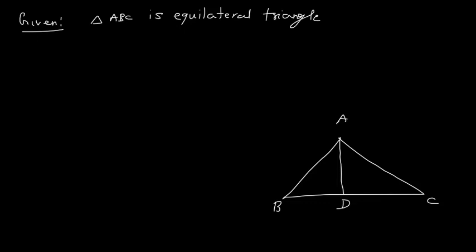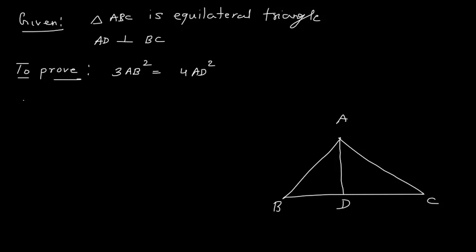And AD is altitude, that is, AD is perpendicular to BC. We have to prove that 3 times AB square is equal to 4 times AD square.